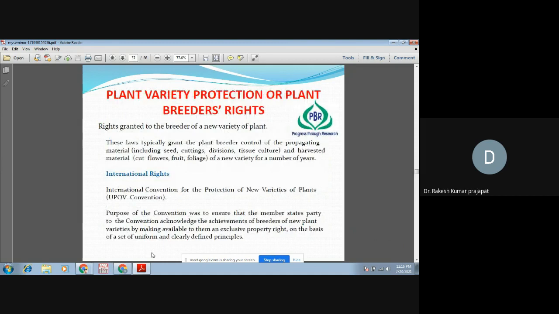Next, plant variety protection, or plant breeders' rights. These are rights granted to the breeder of a new variety of plants. These laws typically grant the plant breeder control over the propagating material, which includes seed, cuttings, and tissue culture, and over harvested material like cut flowers, fruits, and foliage of the new variety for a number of years. There are certain international rights also: the International Convention for the Protection of New Varieties of Plants, the UPOV Convention. The purpose of the convention was to ensure that member states party to the convention acknowledge the achievement of breeders of new plant varieties by making available to them an exclusive right on the basis of established, uniform and clearly defined principles.